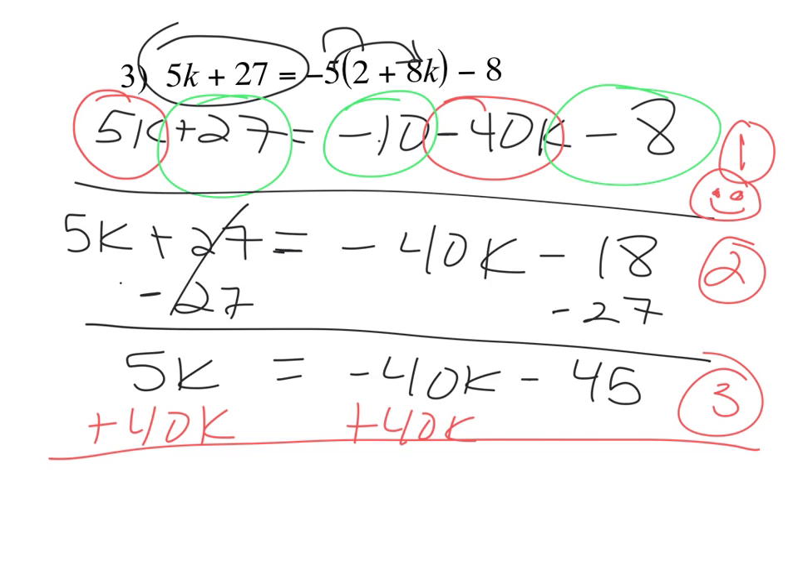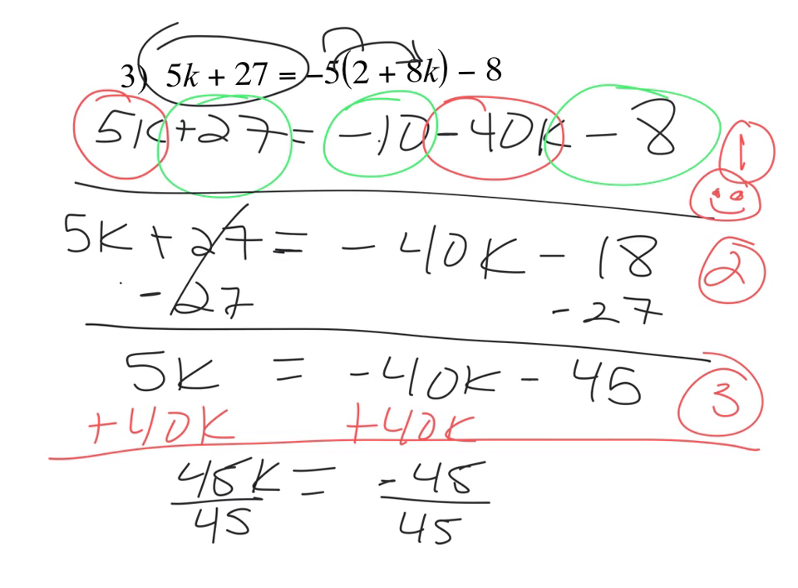All right, so we got like terms on this side. What do I do with this negative 45? Bring it down. 5 plus 40 is what? 45. 45 what? K, right? And now I'm going to do what? Divide. 45 by 45 is 1. Negative 45 or positive 45, Jay? No, positive 45. Why positive 45?